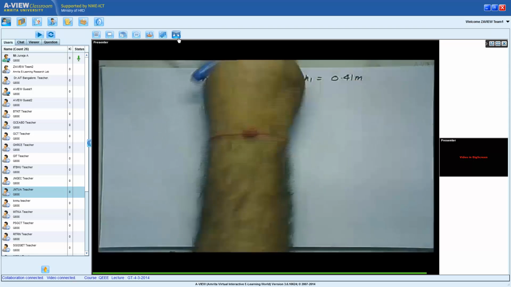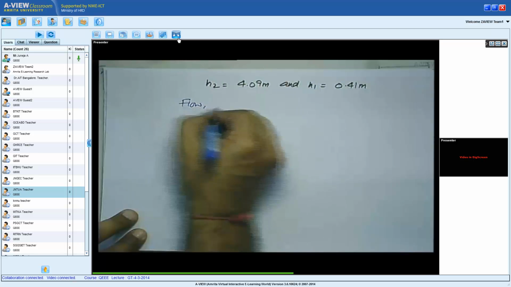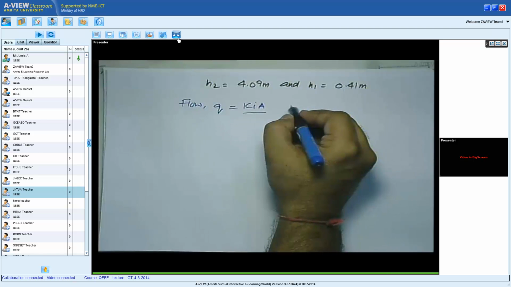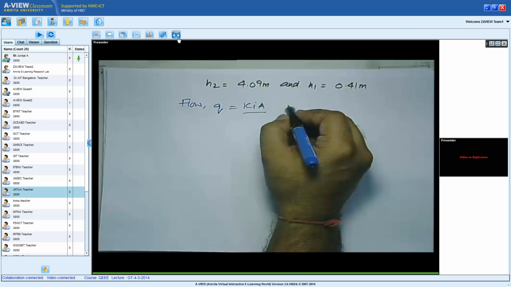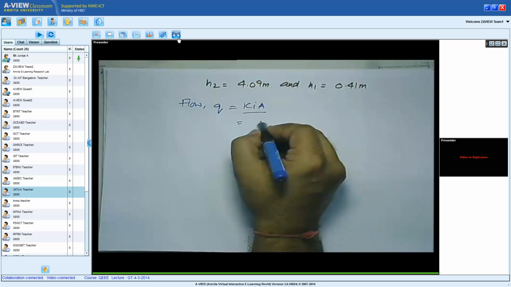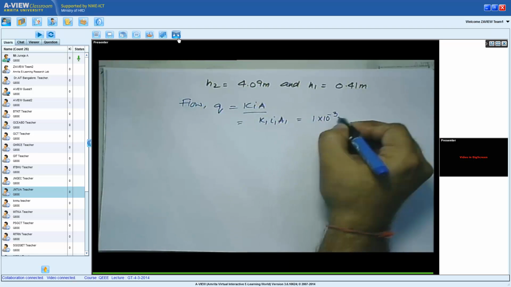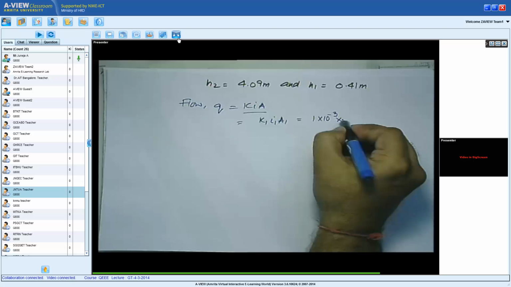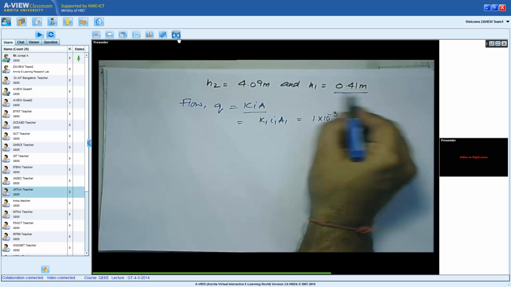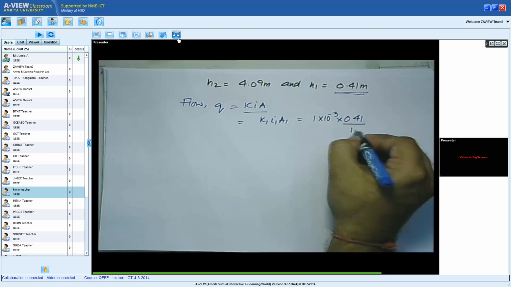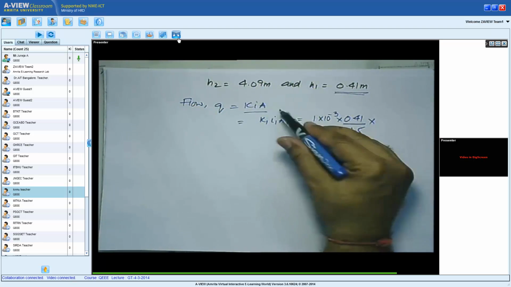So in case 1, can I say flow Q equals K I A. Because the flow through both soils in this case is the same, I can use soil 1 to calculate the flow. So Q equals K1 I1 A1, where K1 is 1 into 10 to the power minus 3 meters per second. What is I1? It equals H1 by L1. We have just got H1 as 0.41. Water seeps through a length of 1.5 meters. And the third part is area A.